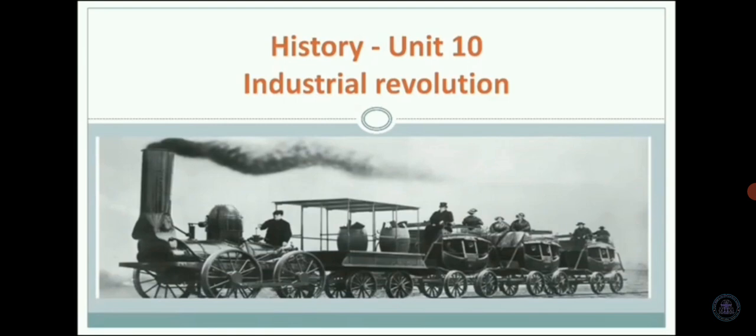Industrial Revolution, nothing but manpower replaced by machine power.